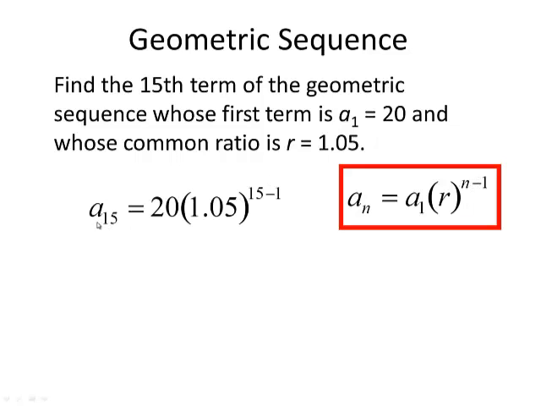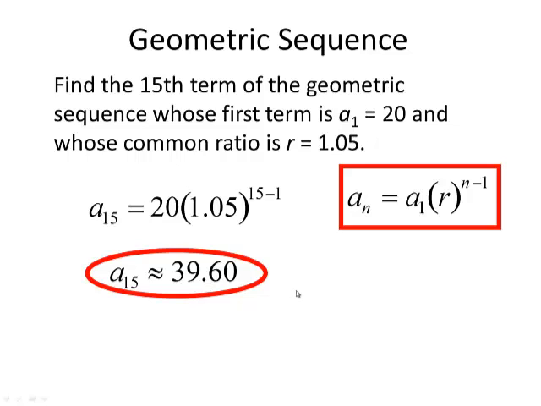So we're going to write it like this. The 15th term is equal to 20, the first term, times 1.05 to the 14th power. When you put that in your calculator, you get 39.6.